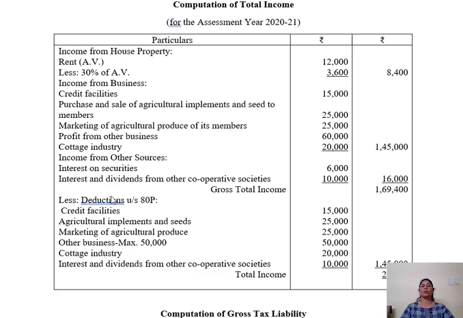Now in this case there is no deduction under section 80G, no donations, and there are deductions under section 80P. One is credit facilities, agricultural implements and seeds, marketing agricultural produce, other business maximum 50,000 rupees, cottage industry 20,000, interest and dividends from other cooperative societies. So total deductions under section 80P is 1,45,000, and if you deduct deductions you will get total income 24,400. So the major deductions under cooperative societies are under section 80P.